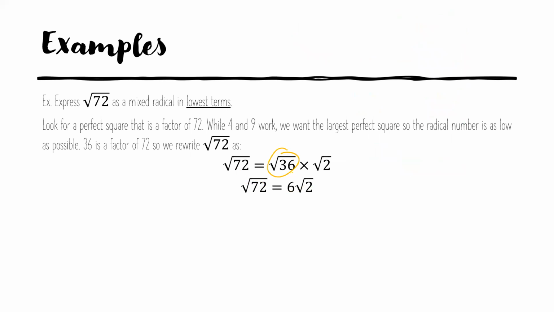The square root of 36 is obviously going to be 6, so I'm just going to rewrite the square root of 36 as 6. And the square root of 2, I leave as is because I can't simplify it more.